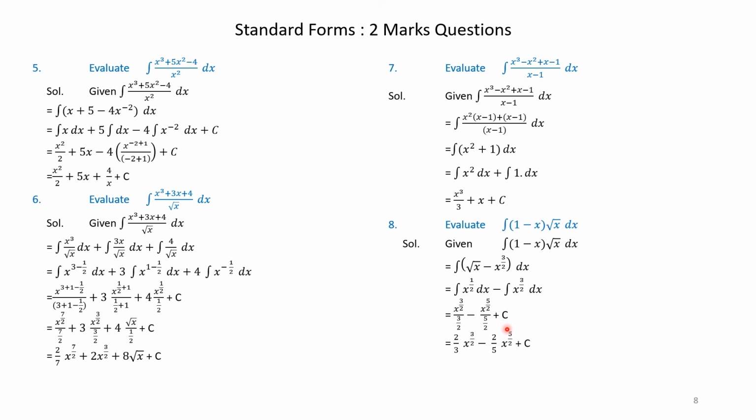Next step is to simplify. This denominator becomes 2 by 3. 2 by 3 into x to the power of 3 by 2 minus 2 by 5 into x to the power of 5 by 2 plus c. That is the answer. Next question.